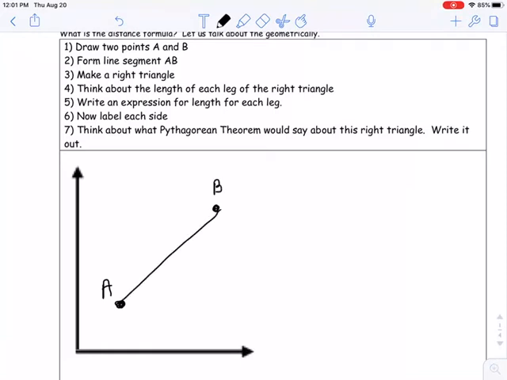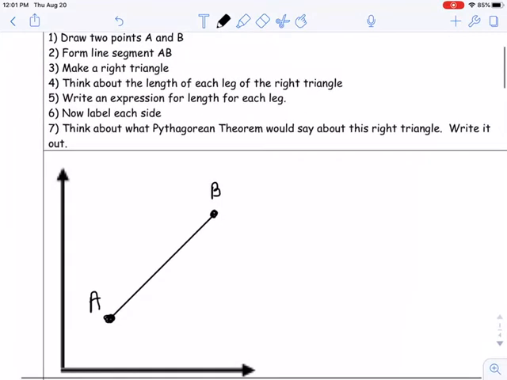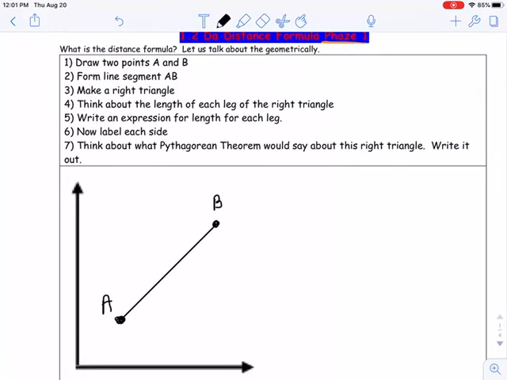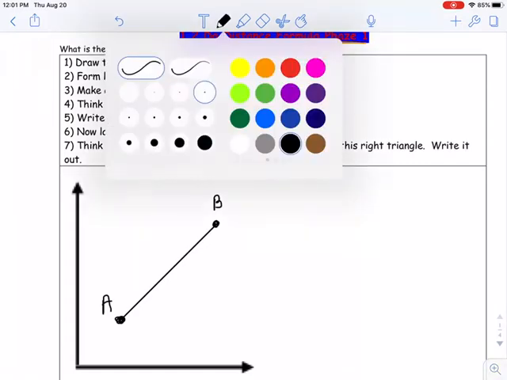All right, now let's talk about this. How do we find the length of AB? It's a slanted line. In a coordinate plane, you cannot find the lengths of slanted lines simply by counting. All right, so draw 2 points A and B. Check. Form a line segment AB. Check. Make a right triangle.